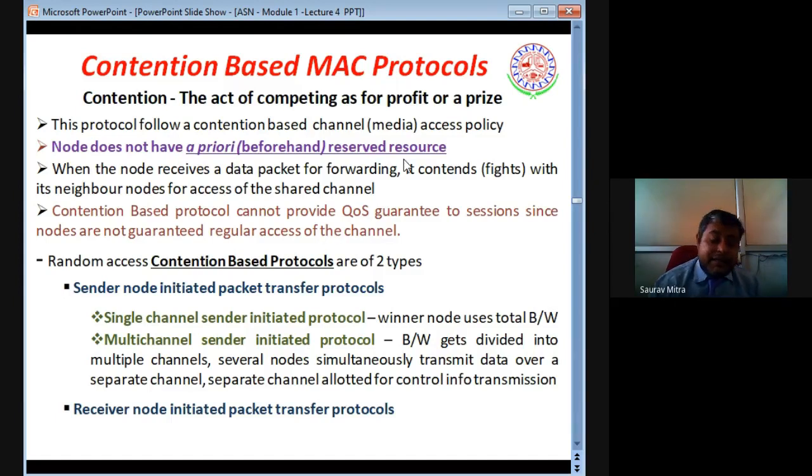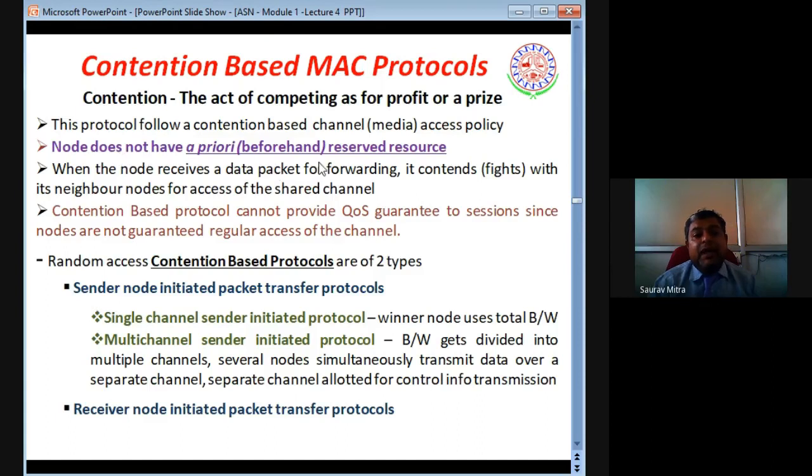What is meant by reservation? Yes, this node will be transmitting through this channel always. In that case, the channel is reserved for this node. But such permanent reservation is not there. Each node has to fight with each other to catch hold of the channel for transmission. That process is called contention. So the node does not have a priori. A priori means from the beginning.